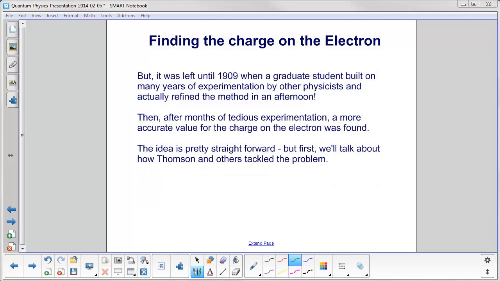But it was left until 1909 when a graduate student, built on many years of experimentation by many other physicists, and actually refined the method to come up with the charge on the electron in an afternoon. Then after more months of tedious experimentation, a more accurate value for the charge on the electron was found. The idea is pretty straightforward, and first we'll talk about how Thomson and others tackled the problem before this graduate student came along and just nailed the exact value.